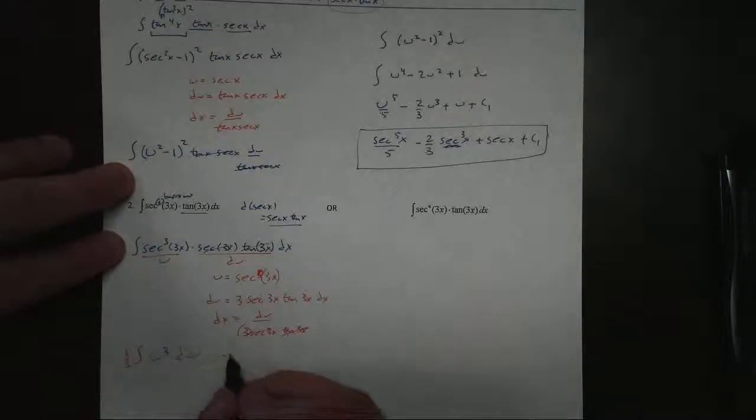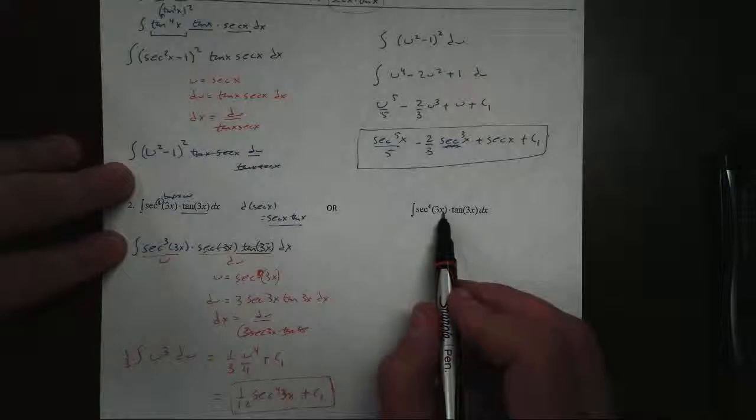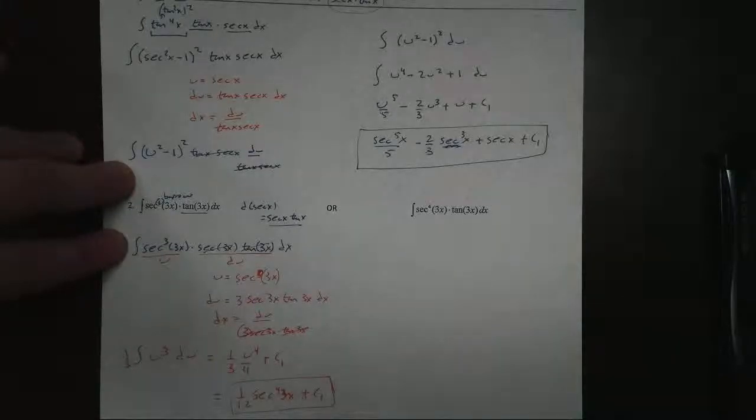So when we integrate, we get 1/3 times u to the 4th over 4 plus c. And if I simplify this, we get 1/12. Plug your u back in: secant to the 4th of 3x plus c. Now, if you go to part 2, we're going to take a look at this one right over here and do a couple more problems with us. Okay? So see you then.